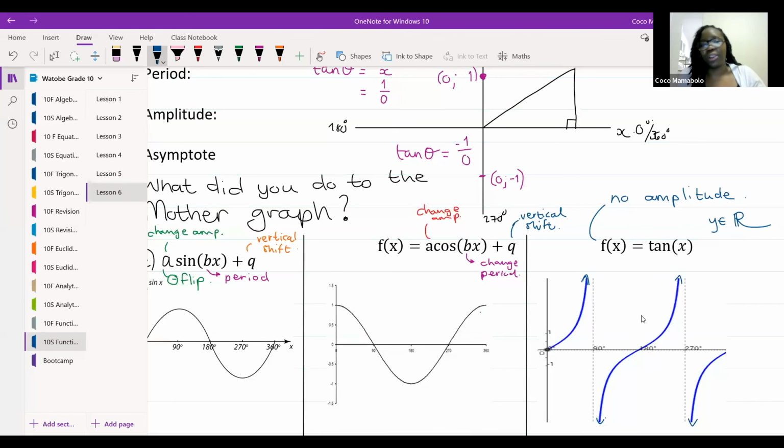Cos has a low frequency. It's like a ooh, love it.